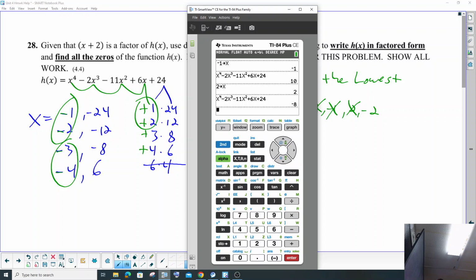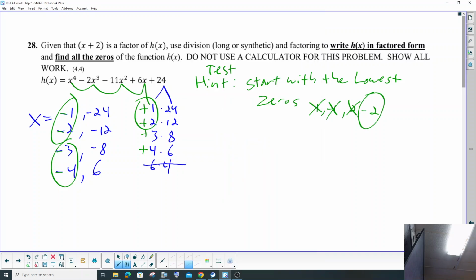Okay, so we'll try negative 2. We store negative 2 now in for x, and we're going to try one more time. Second enter, second enter. Woo, we got it. So negative 2 is one of our zeros.